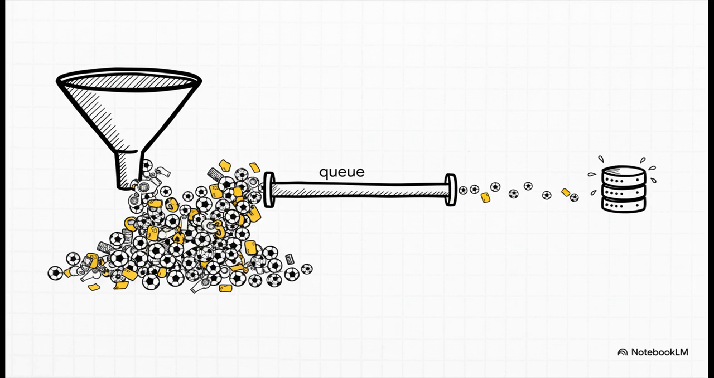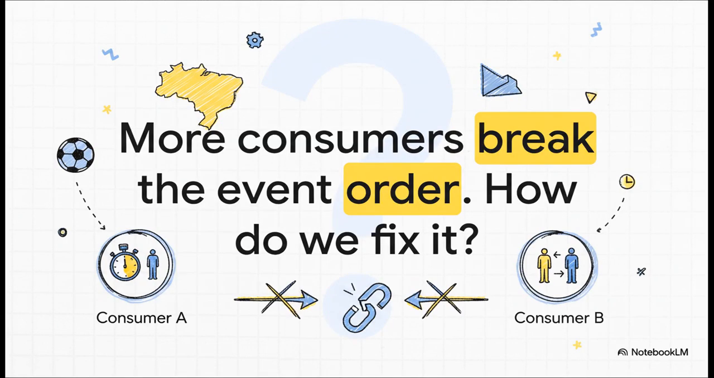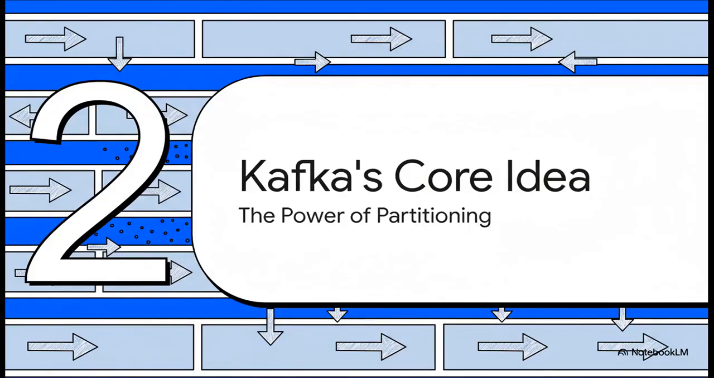It's a disaster. So you think, okay, easy fix. I'll just add more consumers to share the load. But look what happens. A goal for one team might go to consumer A, but a substitution that happened after that goal gets sent to consumer B. If consumer B is just a little bit faster, the substitution shows up on the website before the goal. The order is totally scrambled, and your real-time app is now worse than useless. And this is the exact problem that Kafka was built to solve.